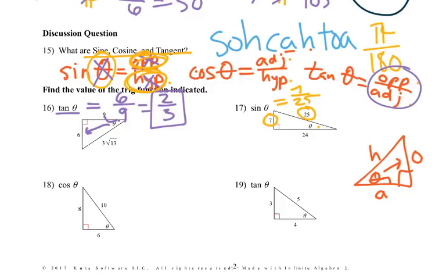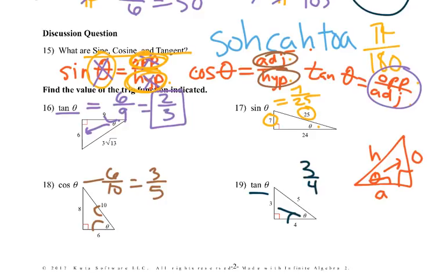Okay, cosine. Cosine is adjacent over hypotenuse. Adjacent would be 6, hypotenuse is 10. 6 over 10, which we could reduce by 2s to 3/5. And finally, the tangent. Again, tangent is opposite over adjacent, so it would be 3 over 4. Okay? So that's the pretty simple stuff right there.